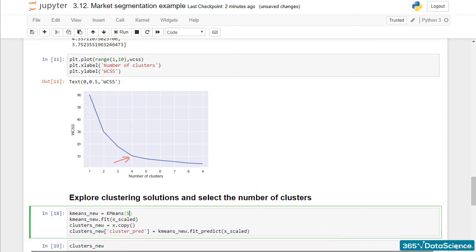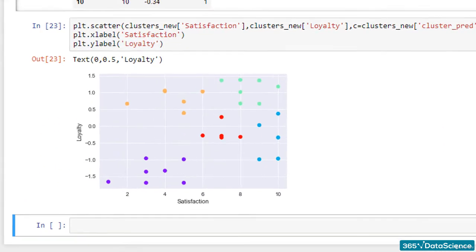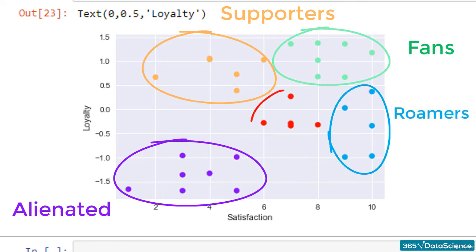But how about we try with 5 clusters? The alienated, the supporters, and the fans remain unchanged. These people here look like the roamers from before. Finally, these clients are almost in the middle of our standardized graph. They are almost neutral on the loyalty feature, but are generally satisfied. They are also roamers. This solution actually split the roamers into 2 subclusters, those that are extremely satisfied and those that are just satisfied. So there isn't much value added to our segmentation.